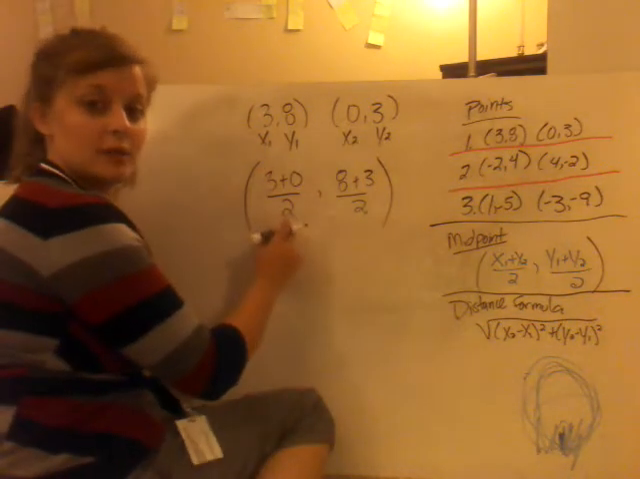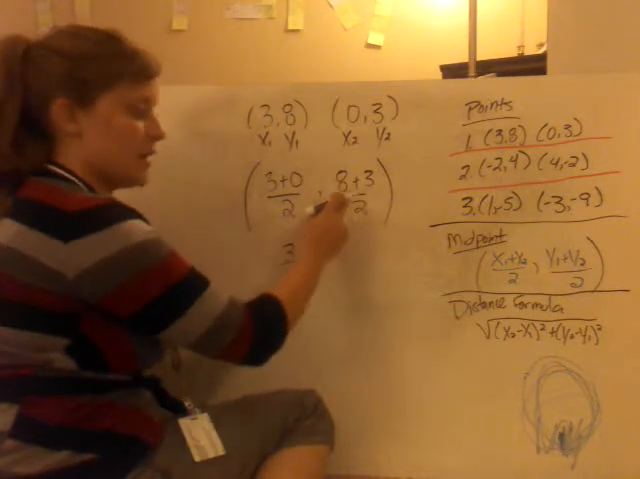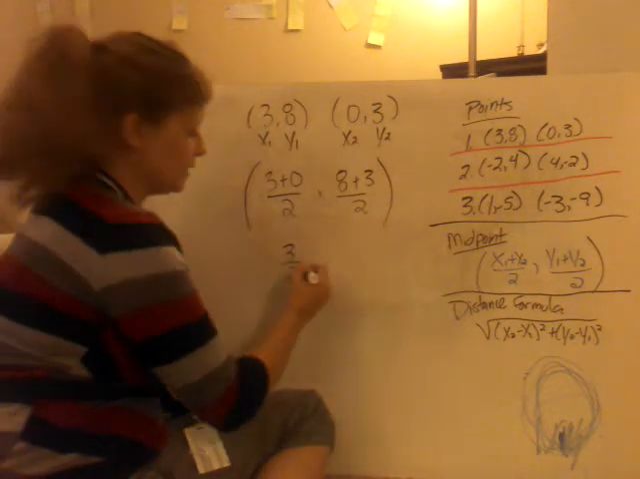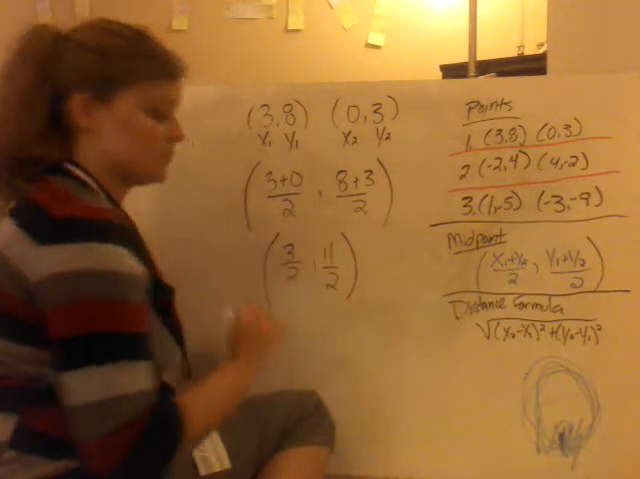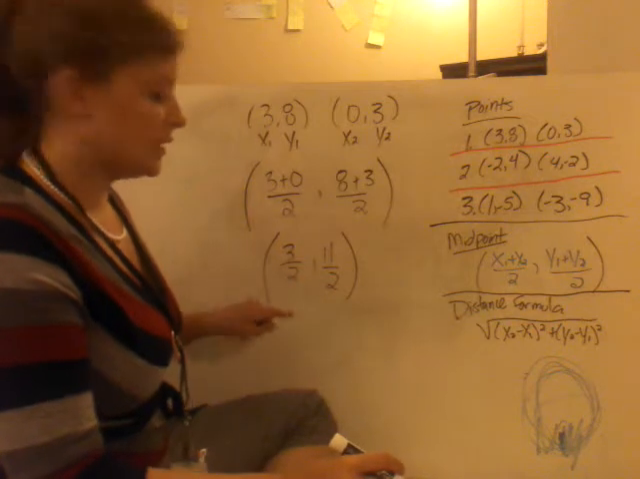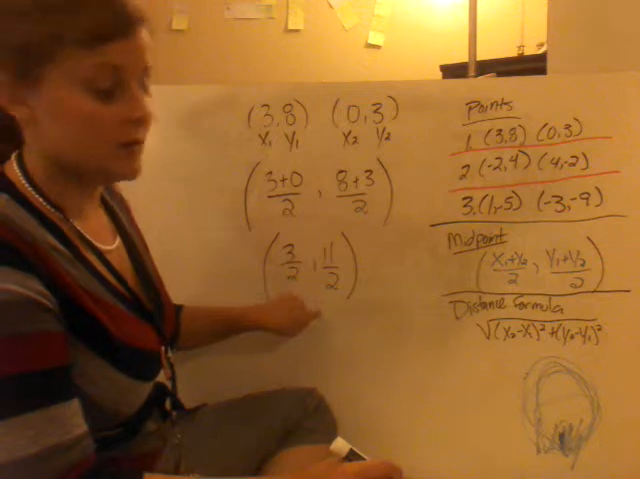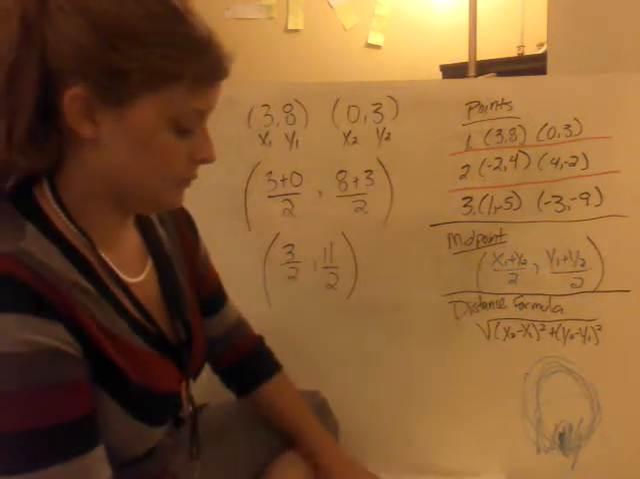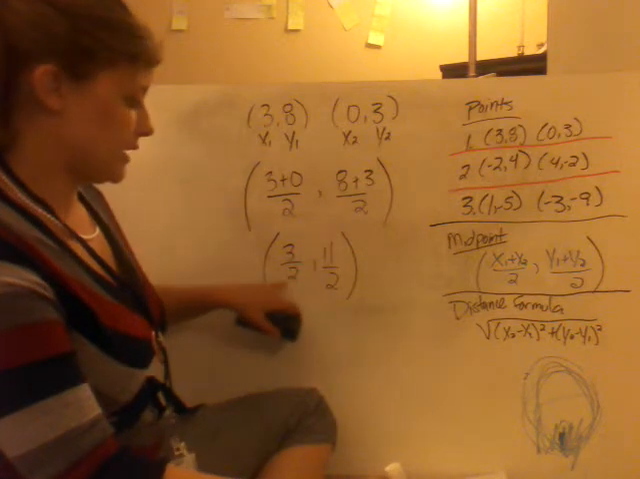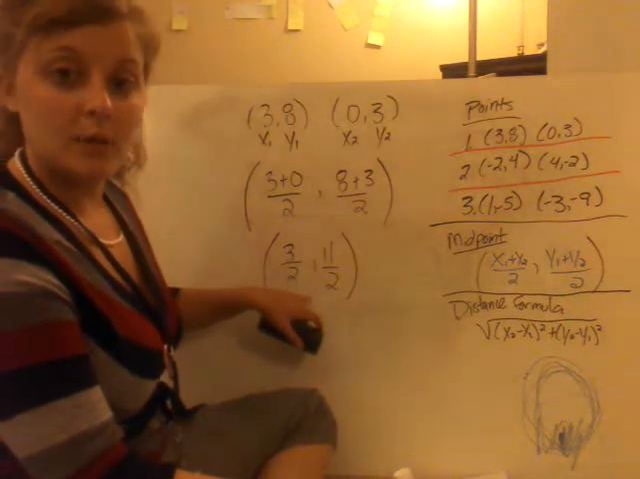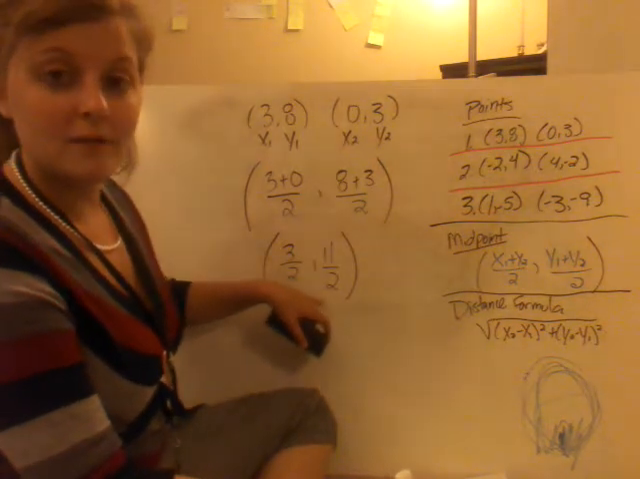3 plus 0 is 3, divided by 2 is 3/2. 8 plus 3 is 11, divided by 2 is 11/2. Now you can choose to leave it like this for now, or you can choose to put it into decimal form if you'd like. So that's the first problem. So the first answer to the problem that I would accept from you is 3/2, comma, 11/2. Also the same as 1.5 and 5.5.